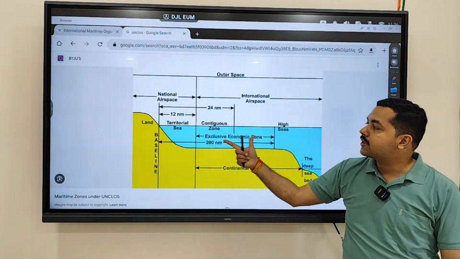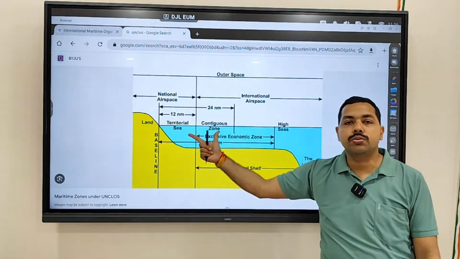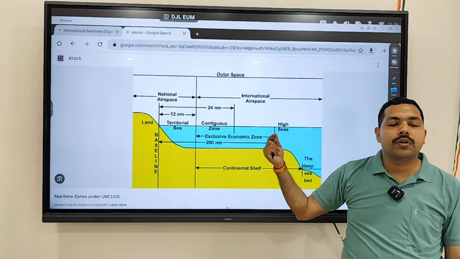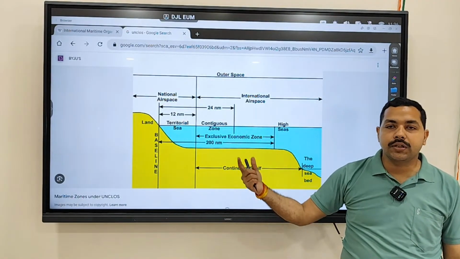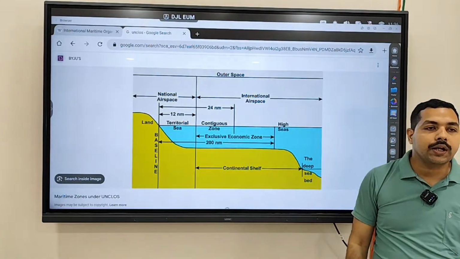Beyond this, we discussed the exclusive economic zone. This entire area is the exclusive economic zone. We can use it for economic development. We can use this particular water. Beyond this is the high sea.